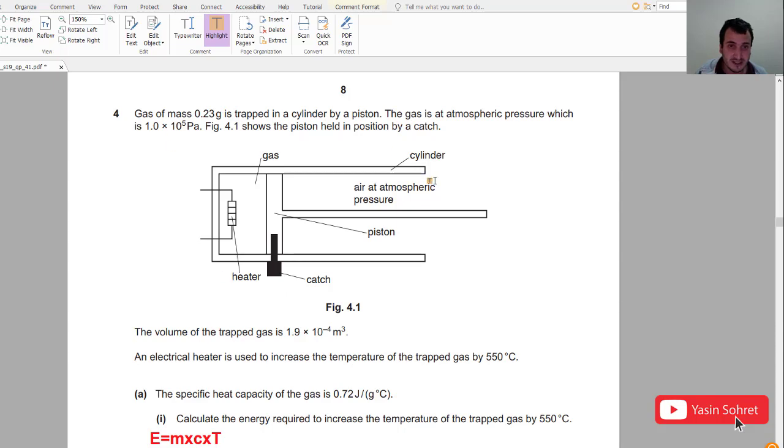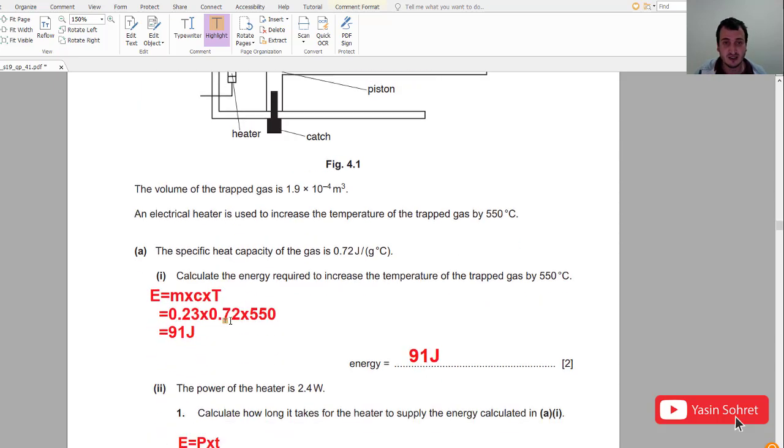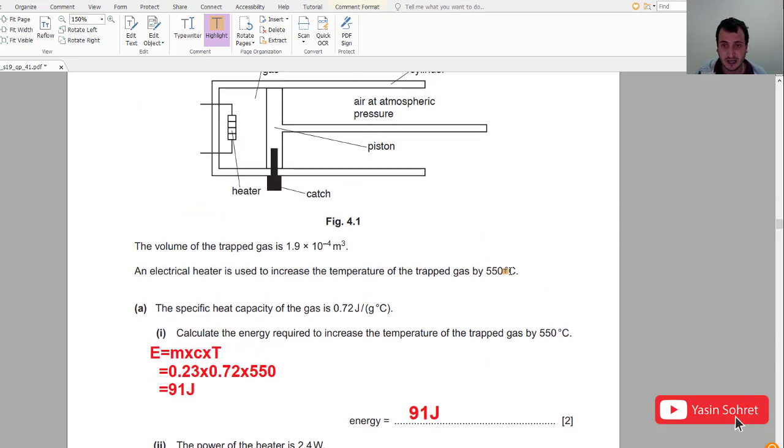For question 4, a gas of mass 0.23 gram is trapped in a cylinder by a piston. The gas is at atmospheric pressure, which is 1 times 10 to the power of 5 Pascal, and the piston is held in position by a catch. The volume of trapped gas is 1.9 times 10 to the power negative 4 meter cube. An electrical heater is used to increase the temperature of the trapped gas by 550 degrees Celsius. Calculate the energy required to increase the temperature by 550 degrees Celsius.